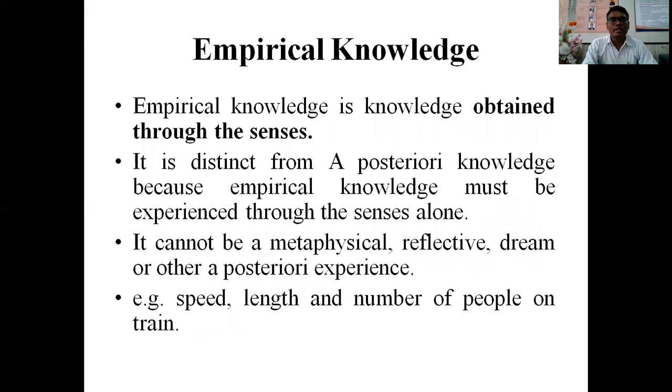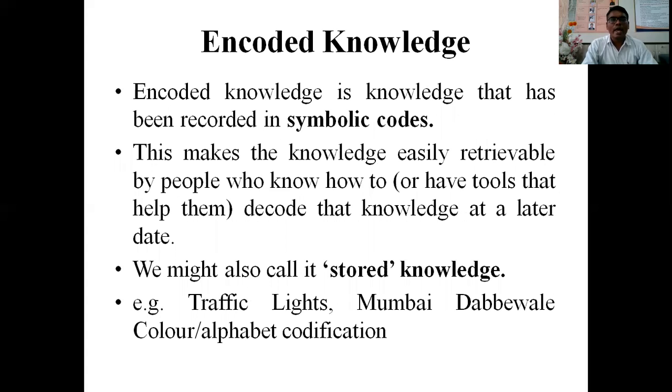Next, empirical knowledge. Empirical knowledge is knowledge obtained through the senses. For example, speed, length and number of people on a train, etc. The knowledge which is experienced and measurable by ourselves with the help of senses, we can say that type of knowledge is known as empirical knowledge.